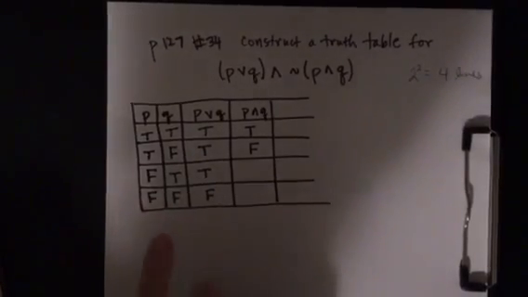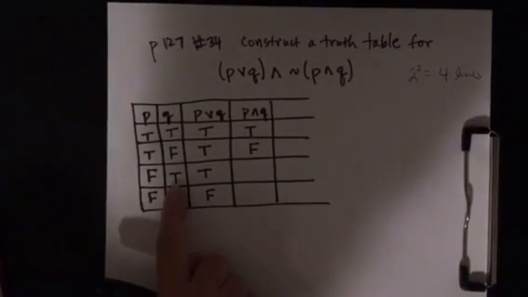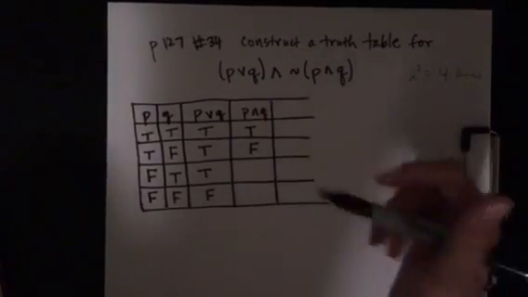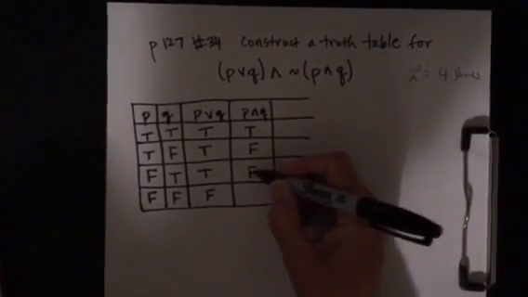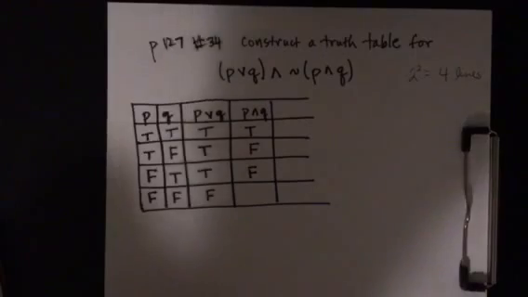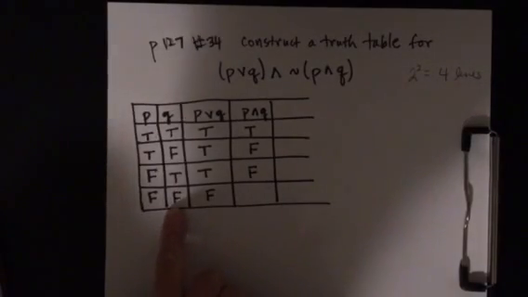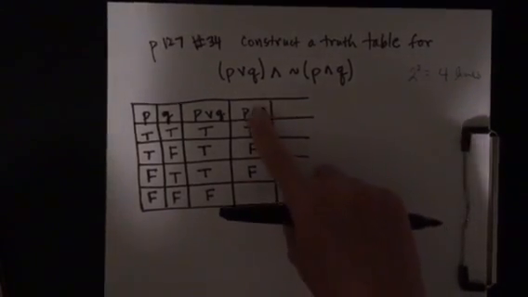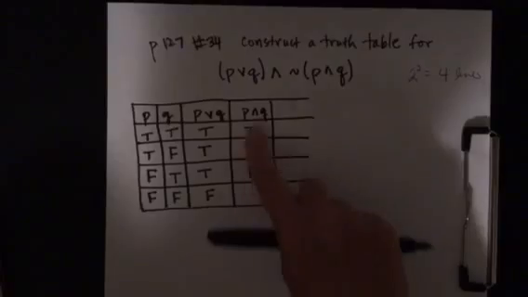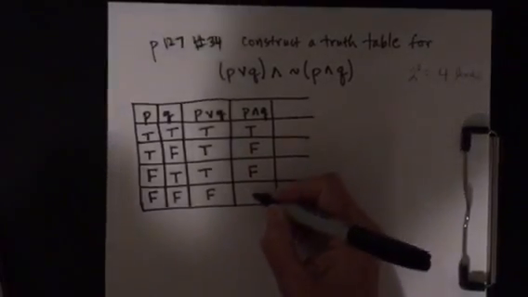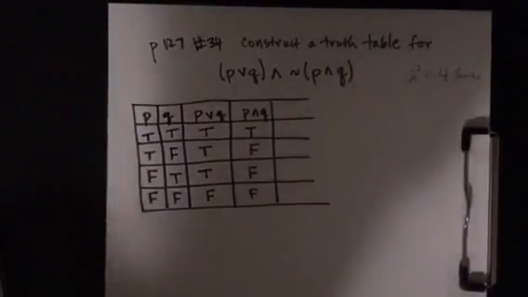On the next line, P is false. Q is true. We did not go to Blue Bayou. We did go to the movies, but the connector is and. Since we did not do both of them, that's false. For the last line, false, false. We did not go to Blue Bayou. We did not go to the movies. The promise on this column is we will go to Blue Bayou and we will go to the movies. Well, we didn't do either one. That's false.